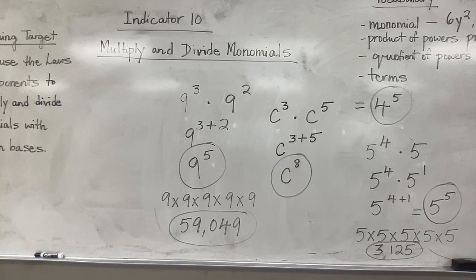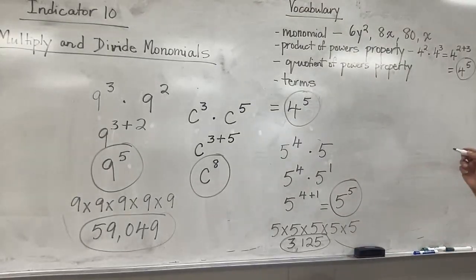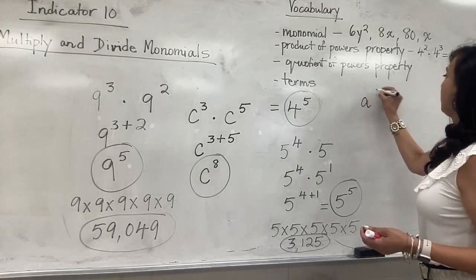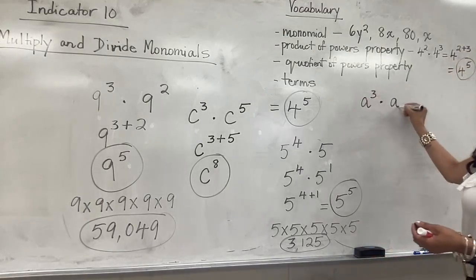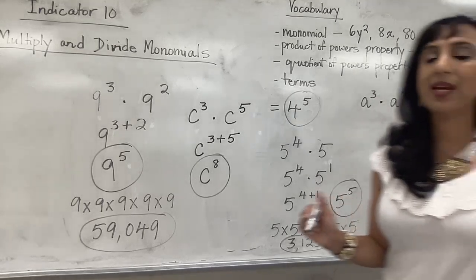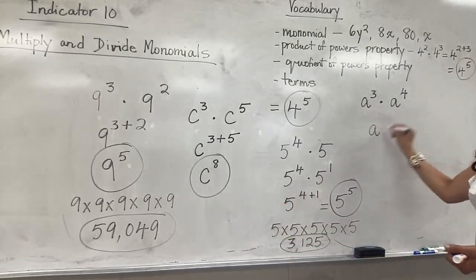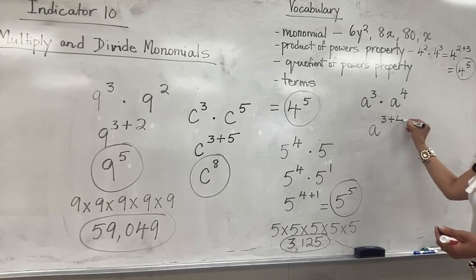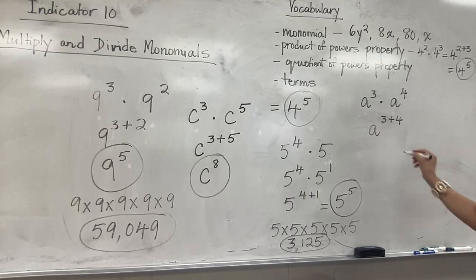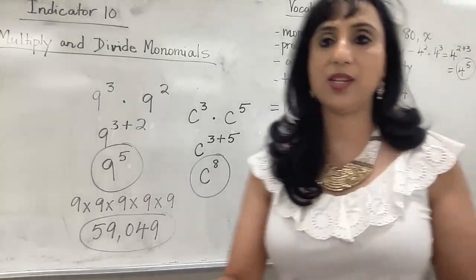Okay, let me do another one. Let's say I give you a cubed times a to the fourth power. So once again, we look at, do we have a common base? And yes, the common base is a. All right, this is the same. So a, add the exponents, 3 plus 4. So I'm going to get a to the 7th power. Okay, and that is my final answer in that case.